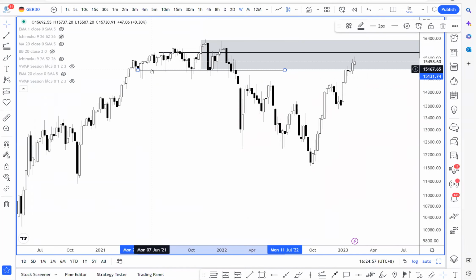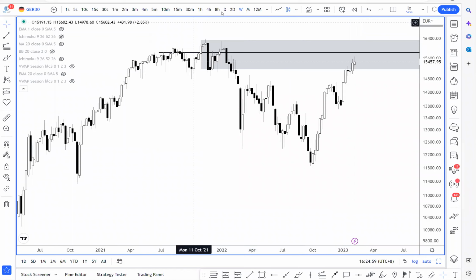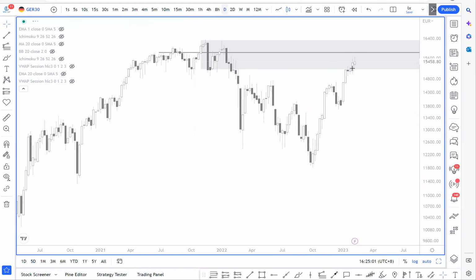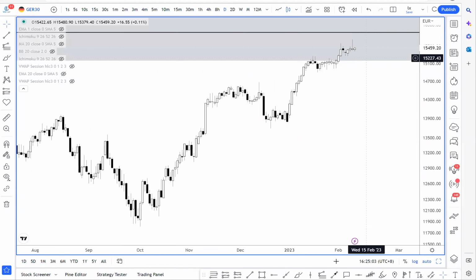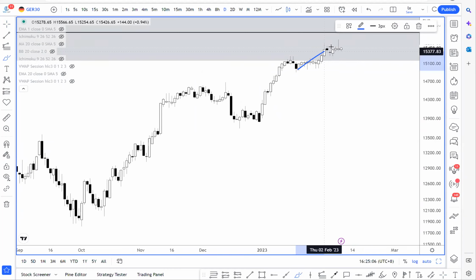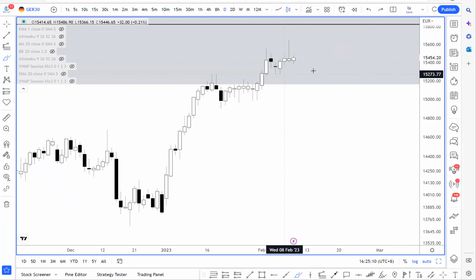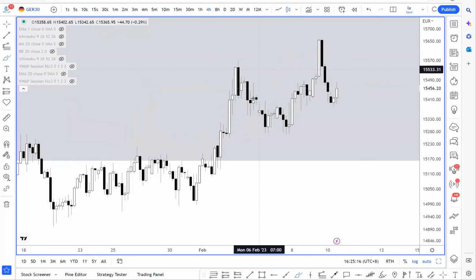So let me just remove all this, right? So you have the resistance area here. So again, on the daily, you can see right now on the daily where we are, right? Price formed a high pullback, and right now it's just consolidating within this area. So nothing much on the daily, right? You see this sideways movement.